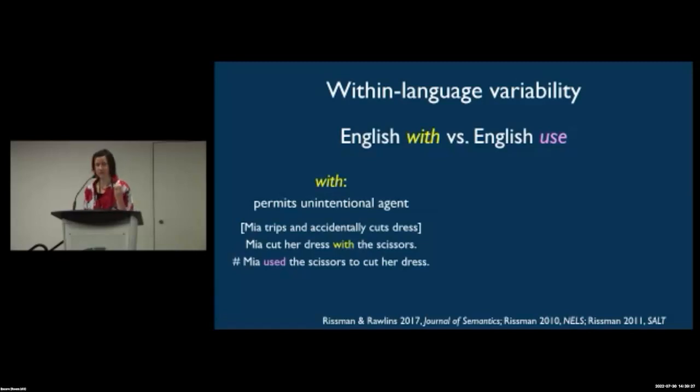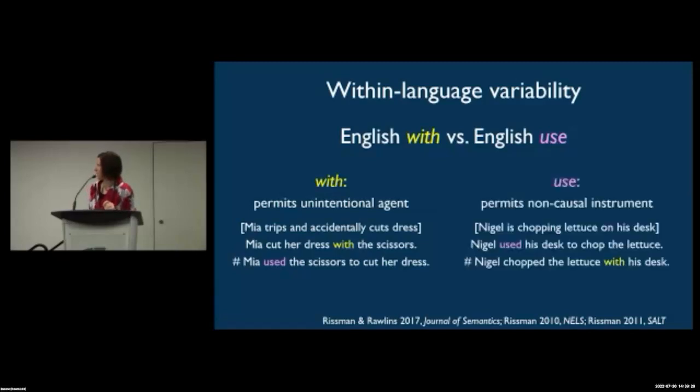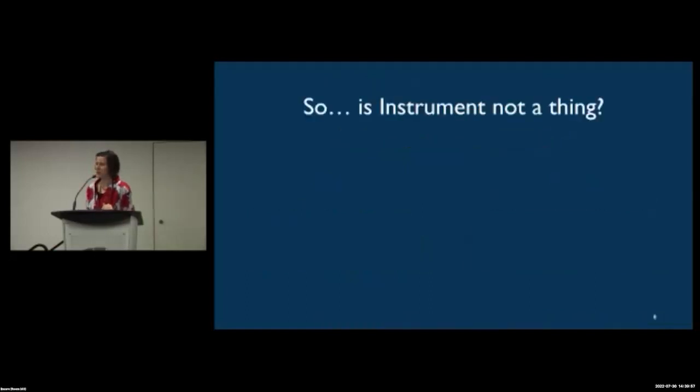"Use" needs an intentional agent. In contrast, "use" is doing its own special thing, where it permits a non-causal instrument. Let's say we have an event where Nigel is chopping lettuce on his desk. He's like, I have to make this salad between meetings, I'm just going to chop this lettuce on my desk. You could say "Nigel used his desk to chop the lettuce." It sounds a lot worse to say "Nigel chopped the lettuce with his desk." So different meanings are getting encoded even within a single language. Given this variability, is instrument just not a thing? Is this not a category that's helpful for us in linguistics and cognition?